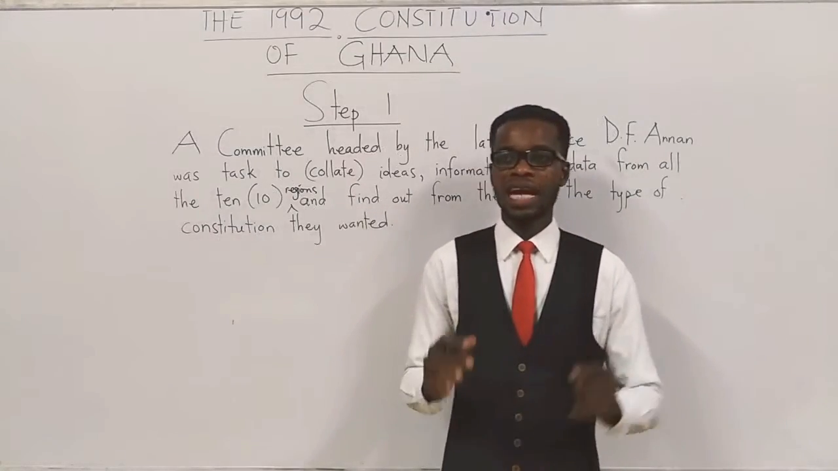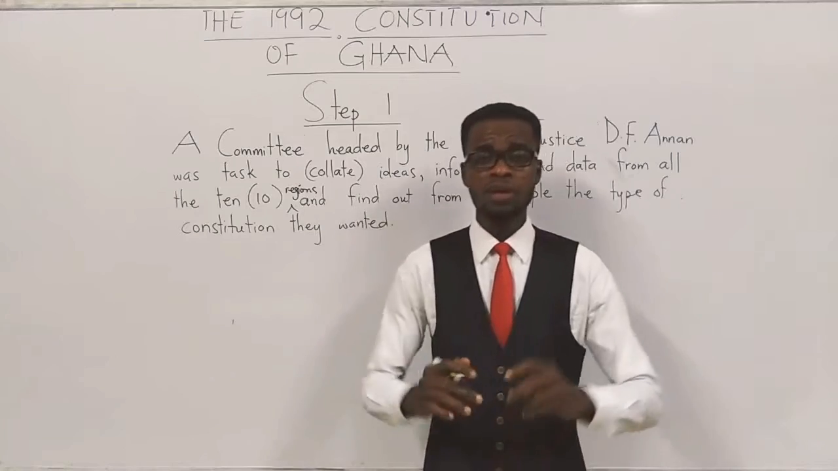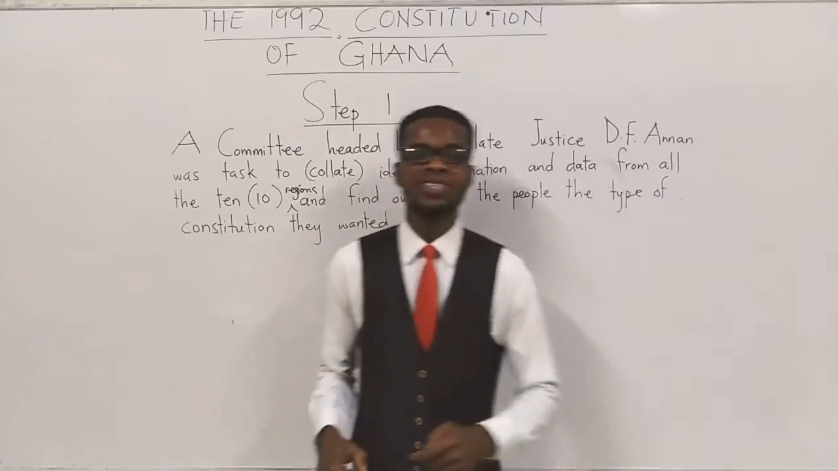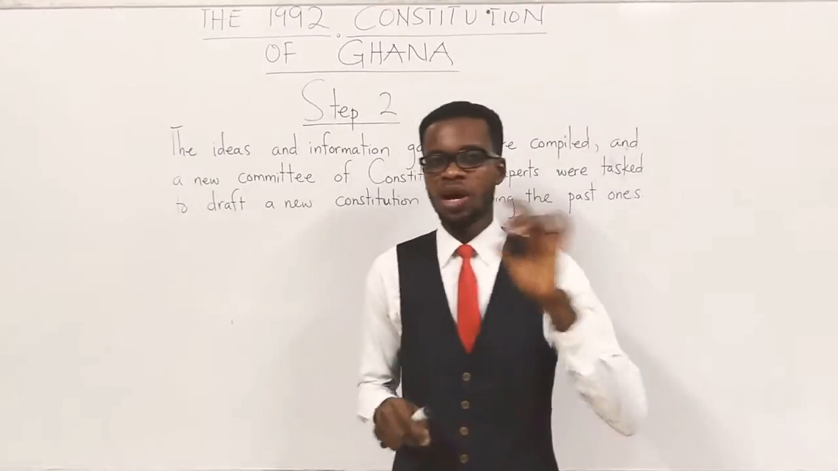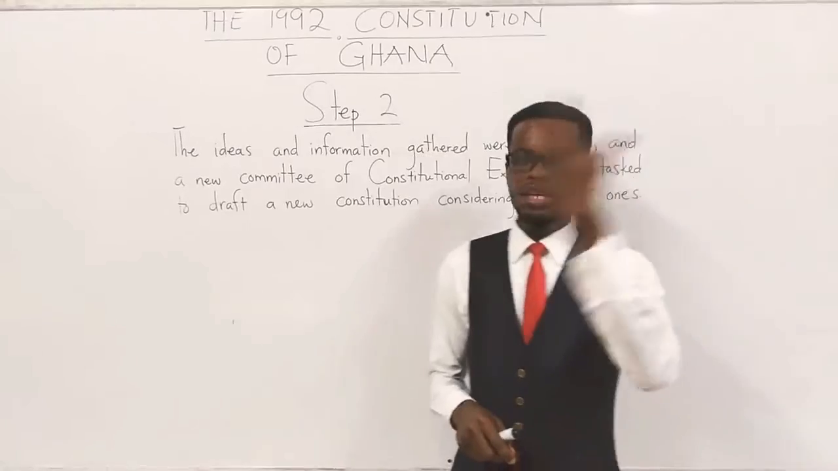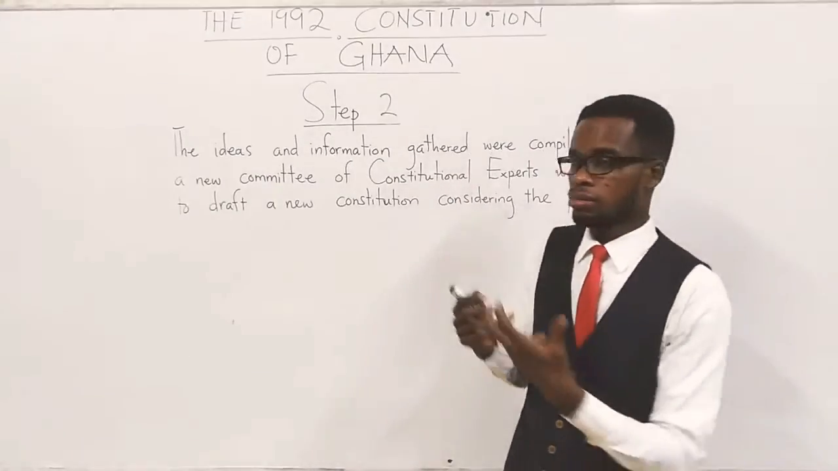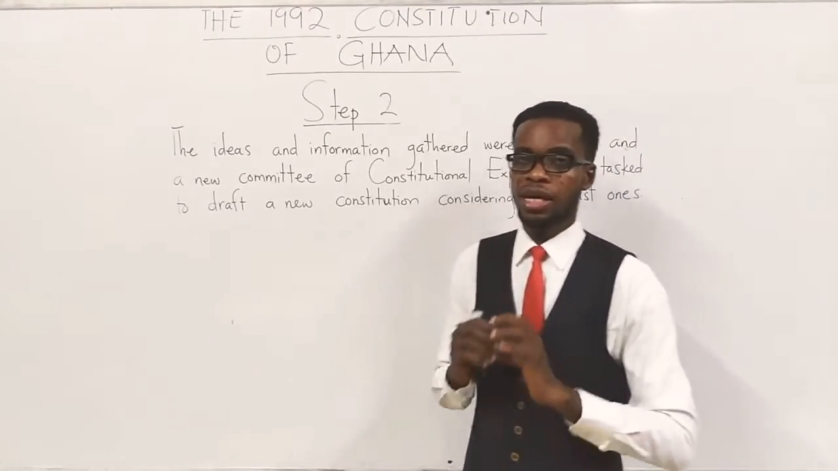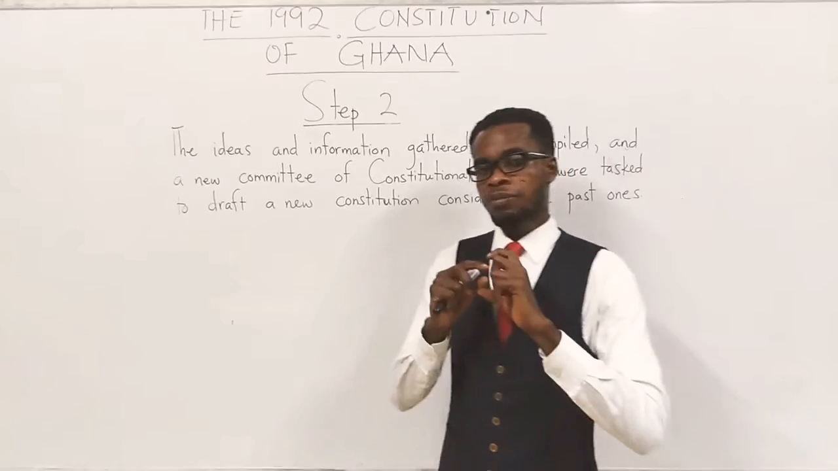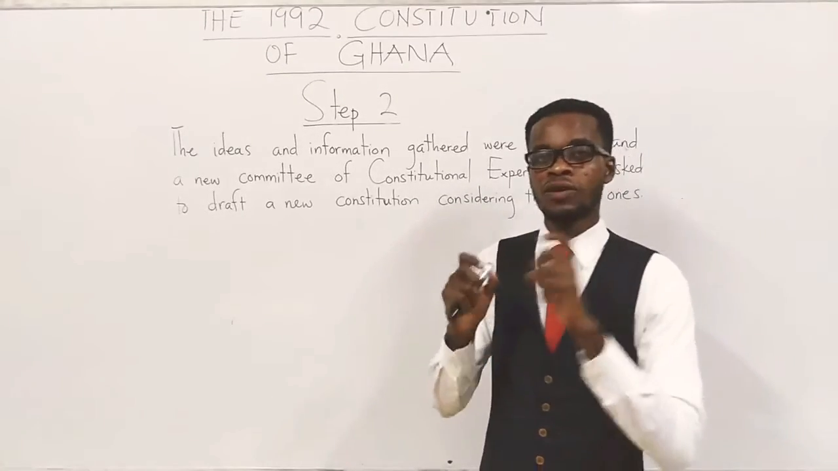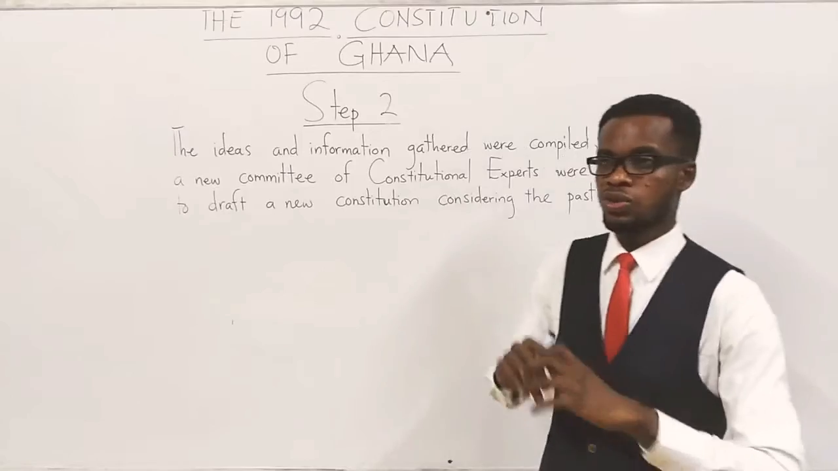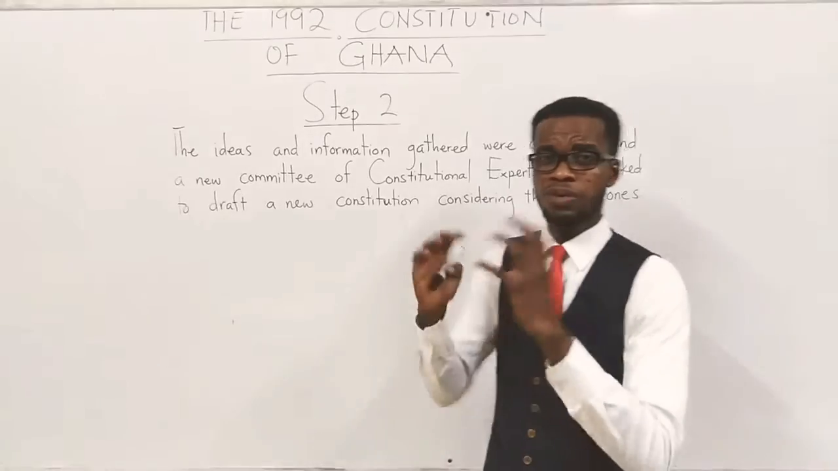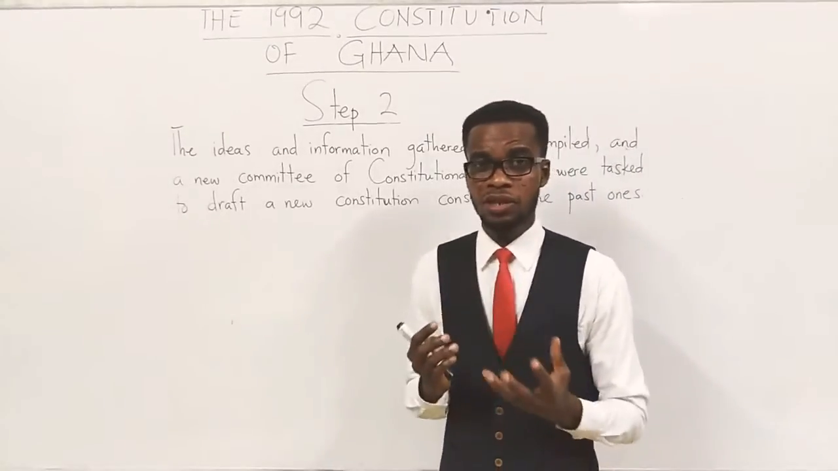Now, after they collected the ideas, the information or data, what did they use it for? The next step is step 2. After the D.F. Annan Committee did their work, they handed it over to another committee that was set up, the Committee of Constitutional Experts. Their work was to look at the ideas that had been collated, put them together and come out with a draft constitution.